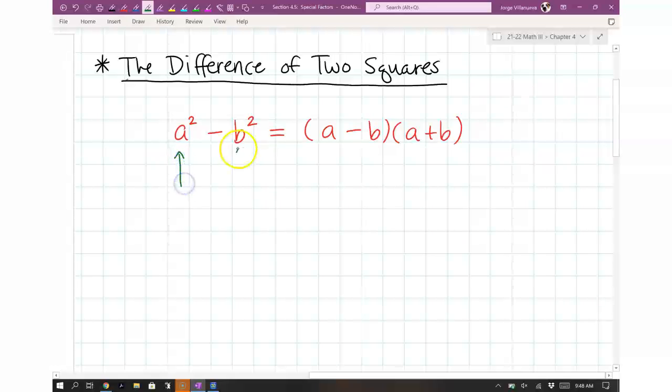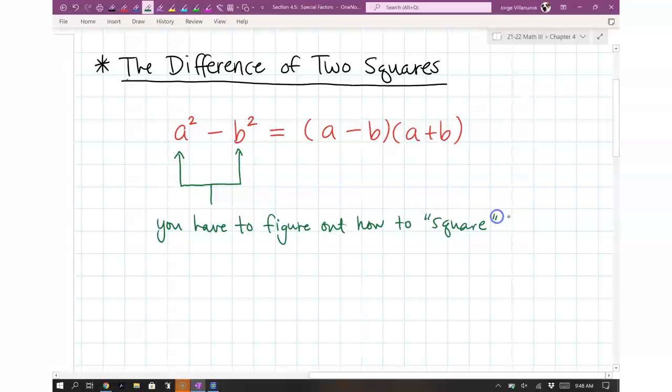So this part right here and that part right there, you have to figure out how to square the term. Now, that may not make a lot of sense right now, but we'll do some examples so you can see how we do this, okay? But you have to figure out how to square that term. Whatever you use for a and b, you just place it into that formula, okay? So remember, a squared minus b squared is just a minus b times a plus b.